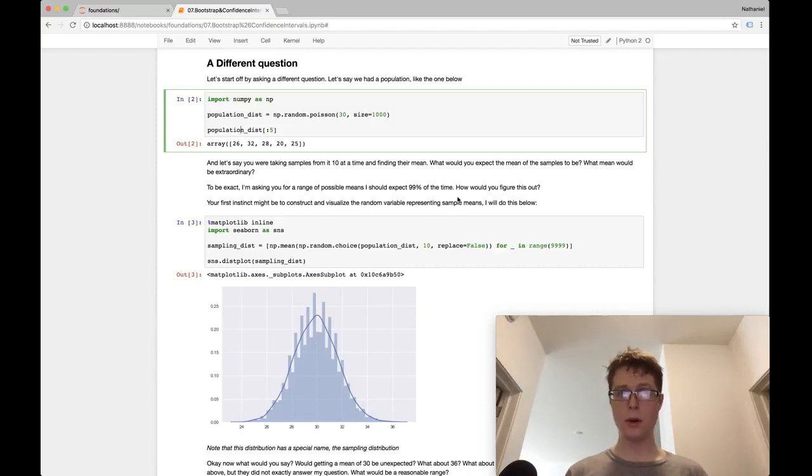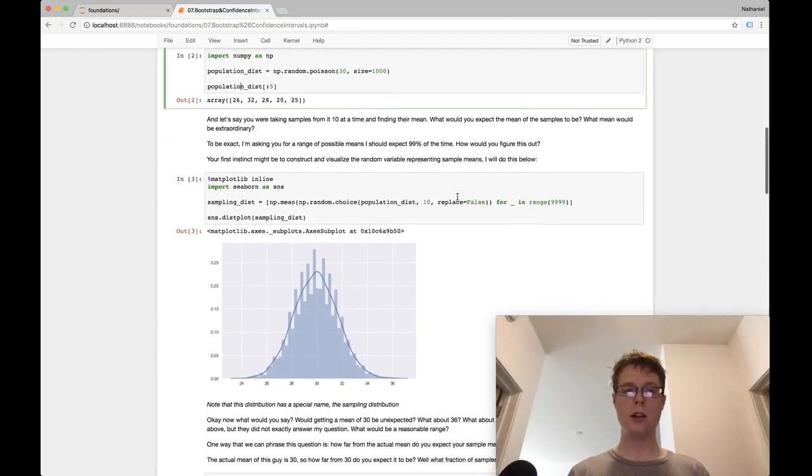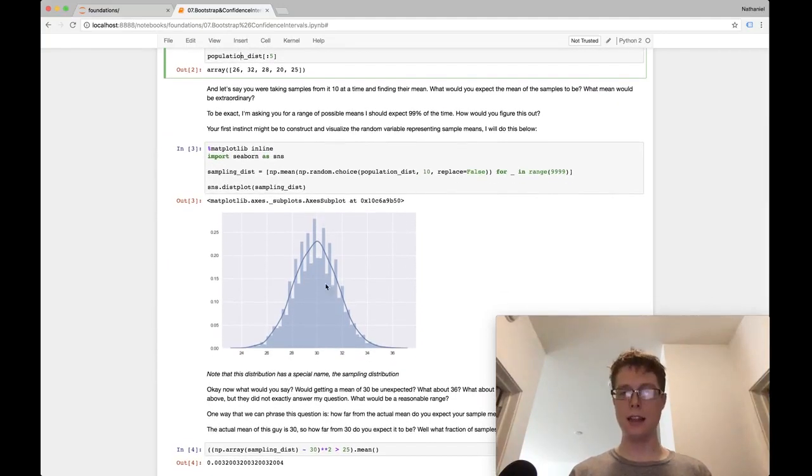To be exact, I'm looking for a range of possible means. So if we had this population and took samples of 10, what would you expect the sample mean to be? I'm going to take lots and lots of samples, and then I'm going to show you their sample means down below. I've gone ahead and taken lots of samples from our population distribution up here.